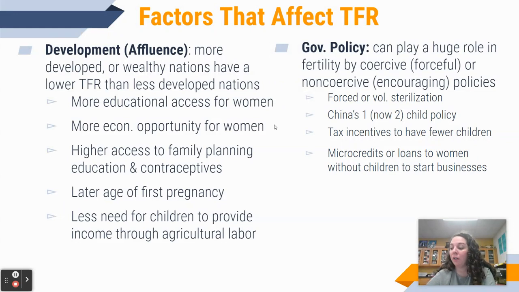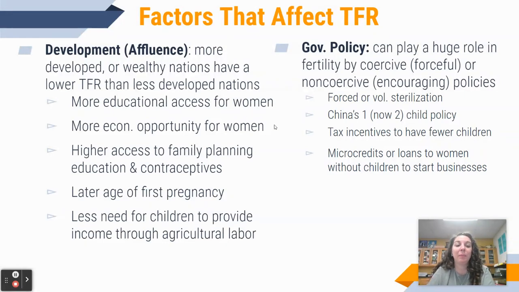And if they are working a lot, they have a little bit less time to raise a family, so they're not going to have as many children. And if they're trying to start a business or something like that, they may wait until later in life to have kids, which will also reduce the amount of children they're going to have.